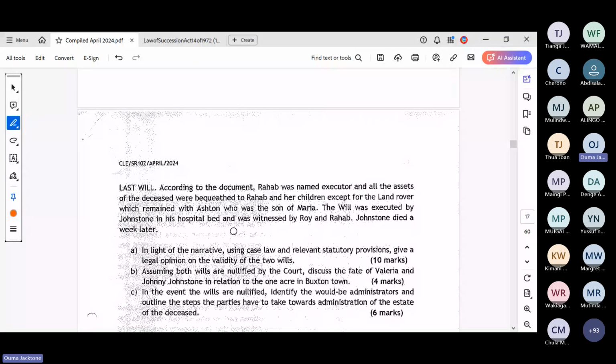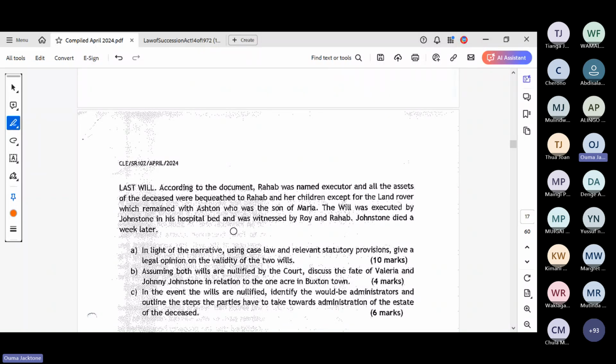Now, when it comes to Johnny Johnston, we're simply saying that because the will has been nullified, the portion that belonged to Mr. Johnston shall devolve upon the estate of the deceased person, and shall be dealt with according to the rules of intestacy. In this instance, Johnny Johnston will not be entitled to that estate because he is not a beneficiary to that estate according to the rules of intestacy. So Johnny Johnston will not inherit anything.